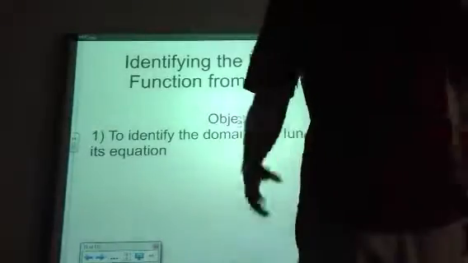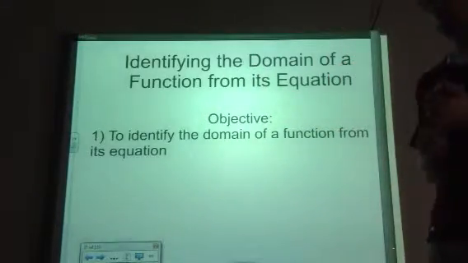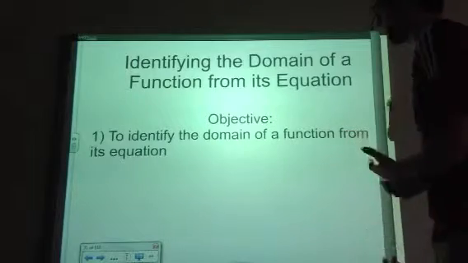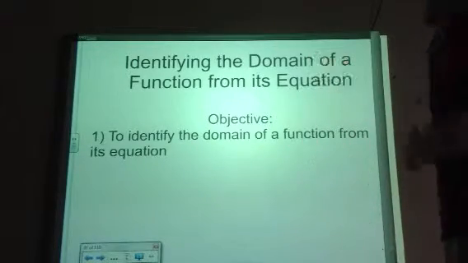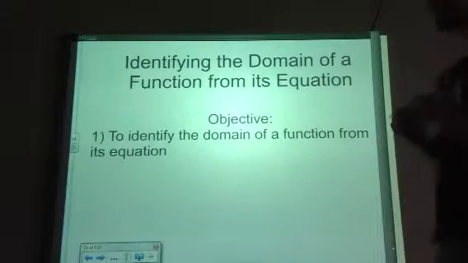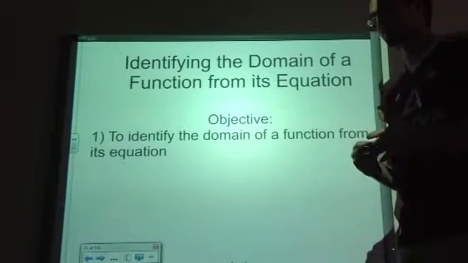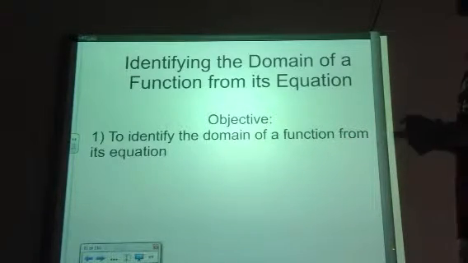Last lesson in our unit of analyzing functions, we talked about what domain and range look like on a graph. Now we're going to look at identifying the domain of a function from its equation. So what you should be able to do by the end of today is just that: to identify the domain of a function from its equation.